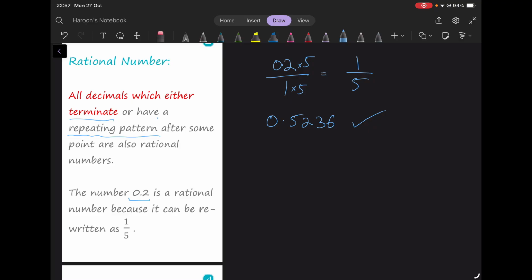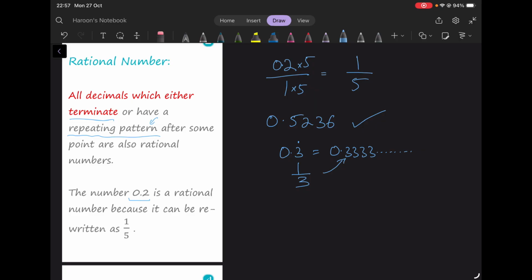Another example given over here is a repeating pattern. So for example, if I have 0.3 recurring, the dot on top of 3 basically means this is 0.33333 and so on. It never ends, keeps on repeating. This can actually be written in the form 1 divided by 3. 1 divided by 3 comes out as 0.3 recurring. So this would be a rational number as well.